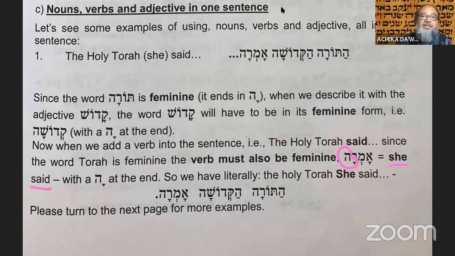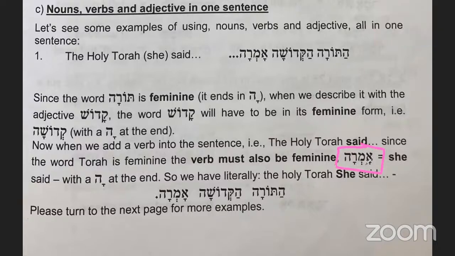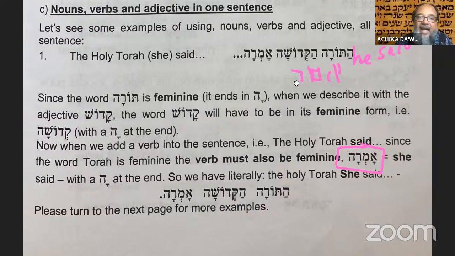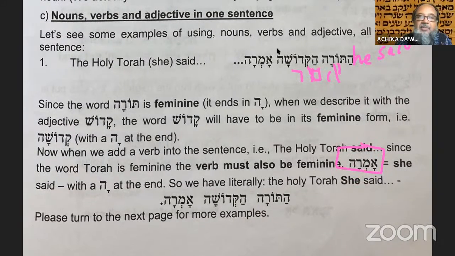And it is what? Just to see if you guys remember, is this perfect or imperfect? Imperfect, 4 letters. Remember, Amar is perfect by itself without anything added. That means he said. All because I add a hey on the end of this doesn't mean that it becomes imperfect.